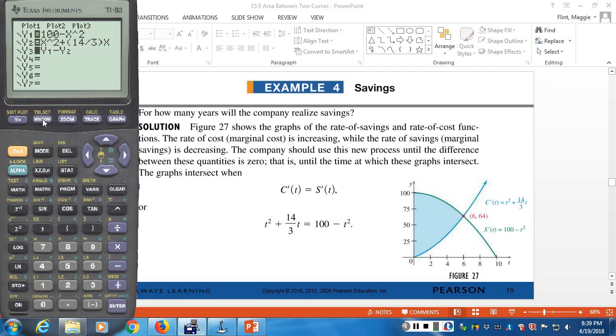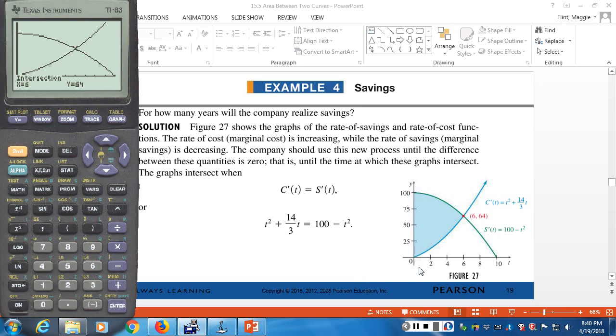And we'll take a clue from the graph they already gave us so that we won't waste time looking for a window. So we're going to go from 0 to 10, and from negative 25 to 125. So when you look at your graph, we want to find the intersection of those. The intersection point is at x equals 6.